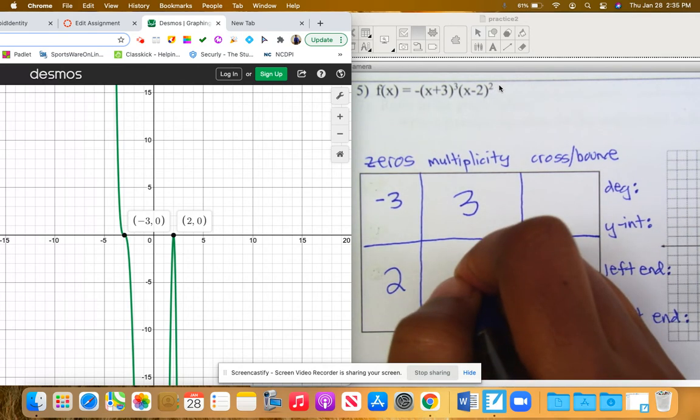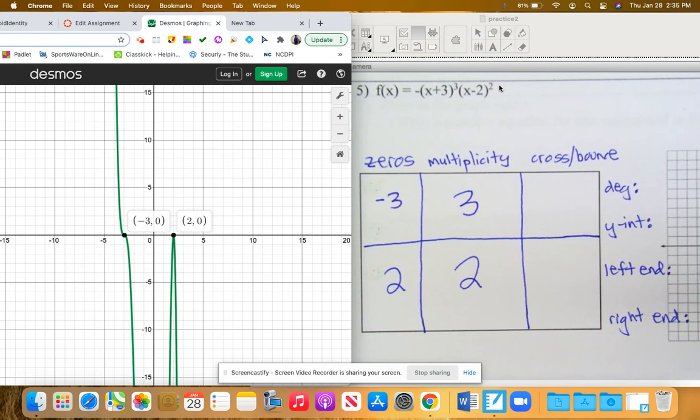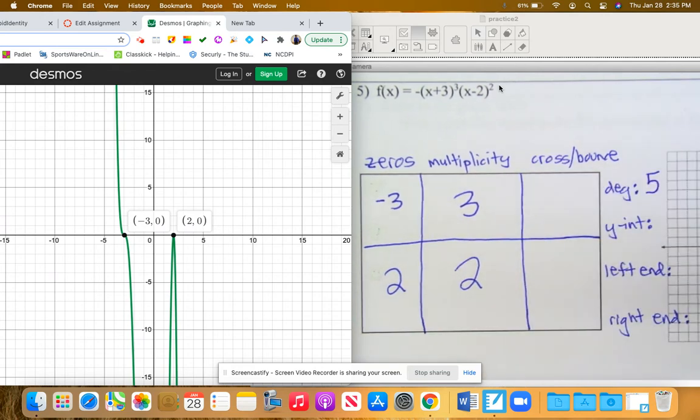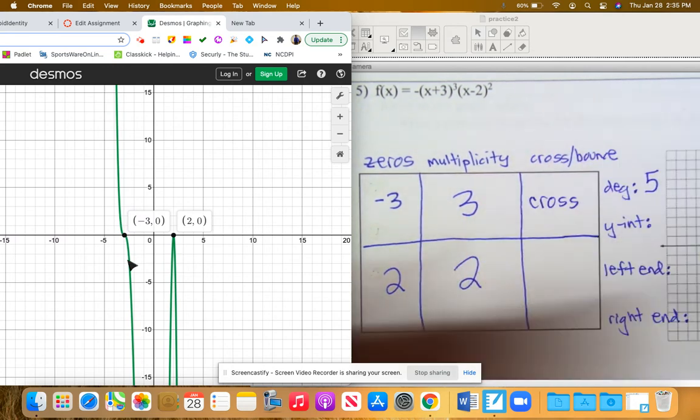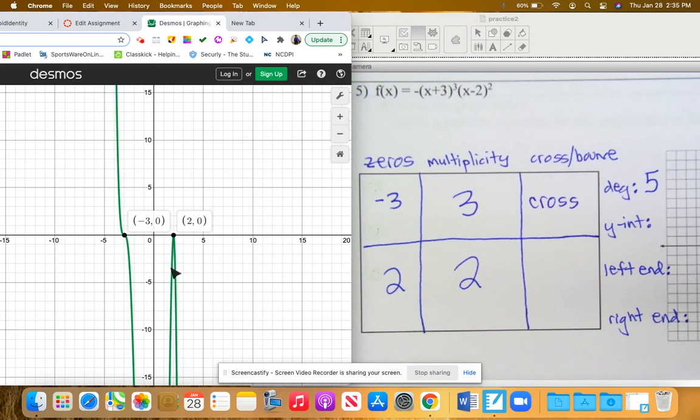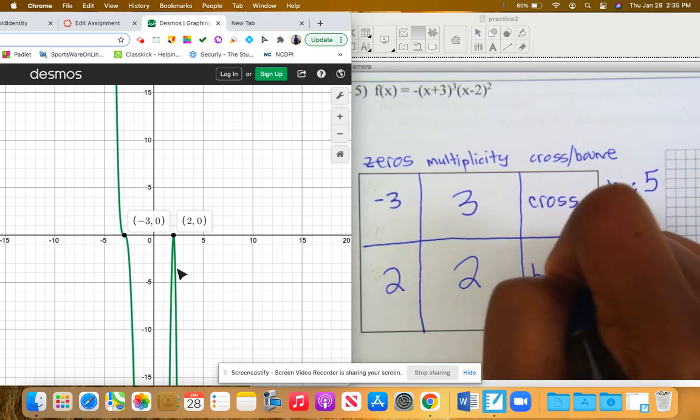So if it's written out in factored form, it makes your life easier. You can just count the exponents and it tells you what your multiplicity is. This multiplicity is also going to give me my degree if I add it together. So 3 plus 2 also gives me a degree of 5. Now, let's see what it does at -3. At -3, hopefully you already see that this one crosses through the x-axis, so it crosses. And at +2, this is a bounce. It goes up, it touches, and then it comes back down. So this is a bounce.